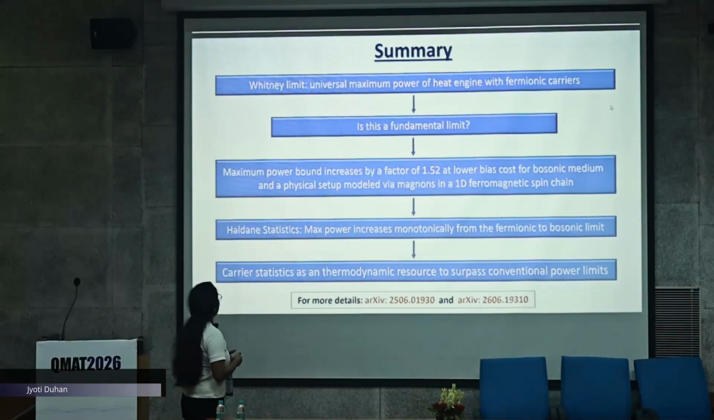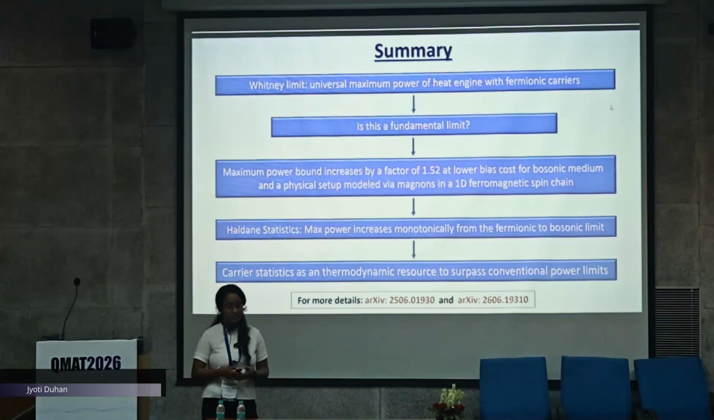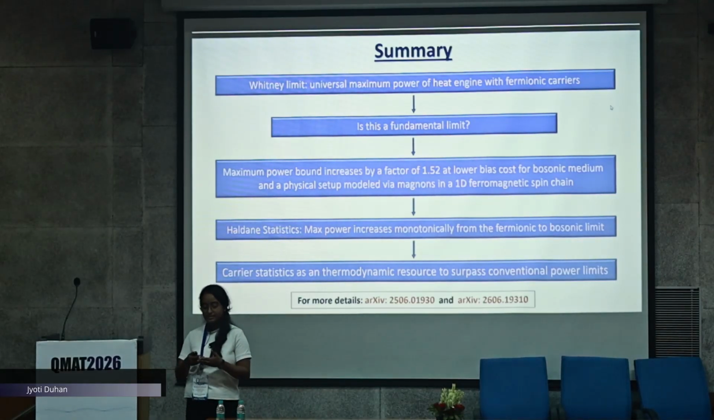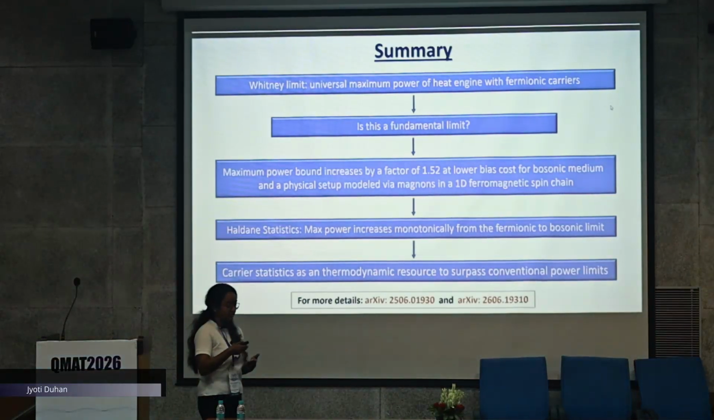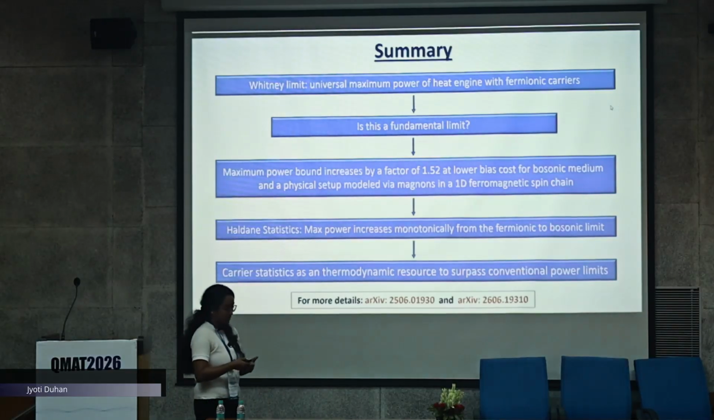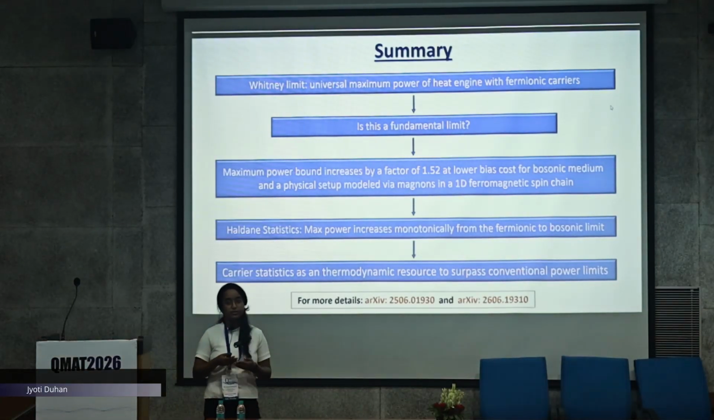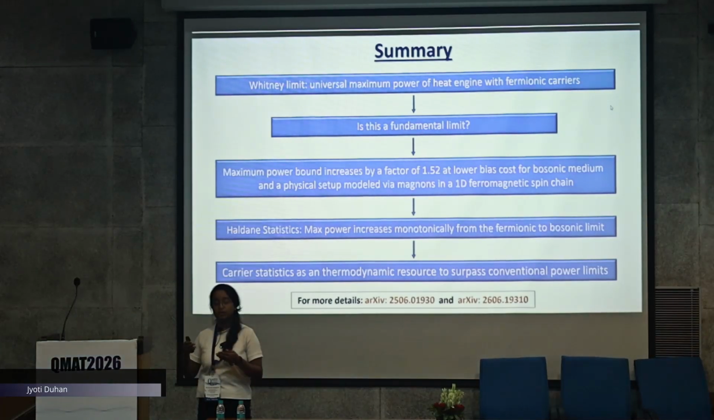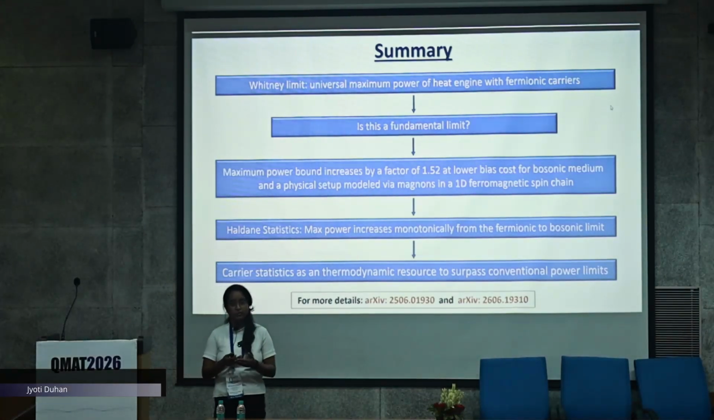So now I will conclude. What we have done is, we have first seen that Haldane exclusion statistics can give rise to a thermoelectric effect. Next we incorporated this thermoelectric effect as a resource for the quantum heat engine, and it shows that once we go from the fermionic to the bosonic limit, the maximum power output of the heat engine increases.